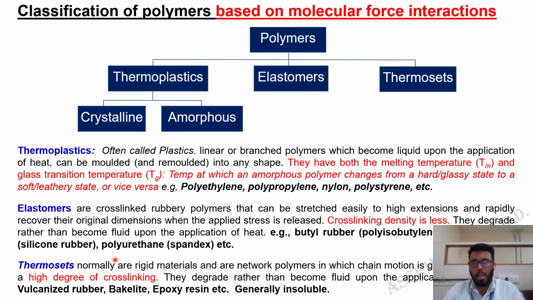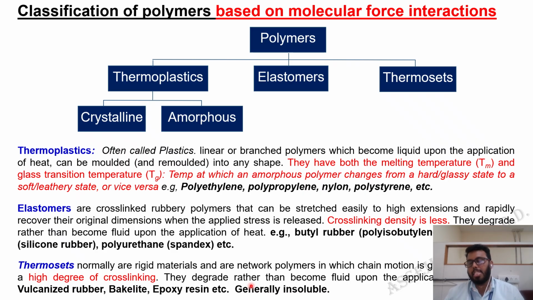Thermosets, these are compared to thermoplastics and elastomers. These are rigid materials and are network polymers. They have chain motion, but the chain motion is greatly restricted. Why? Because the chains are cross-linked with each other, or the degree of cross-linking is very high. As a result, the chain can't move freely, so they maintain a rigid structure. They degrade rather than become fluid upon the application of heat.